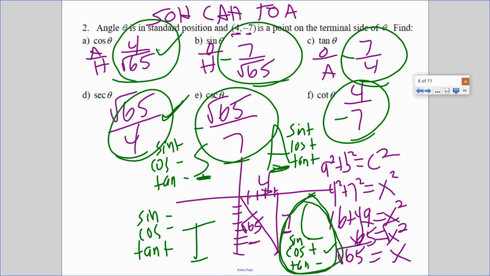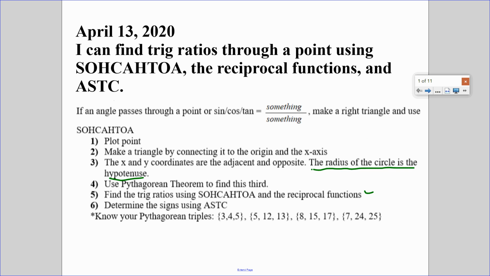And again, you have your steps here. Let's talk about our steps one more time. We're going to plot the point. We're going to make a triangle by connecting it to the origin and the x-axis, always the x-axis. The angle that we're using is the reference angle. The x and y are the adjacent and the opposite. The x is basically your x distance, your y is your y distance, which is your adjacent and your opposite. We use Pythagorean theorem or a Pythagorean triple to find the third.